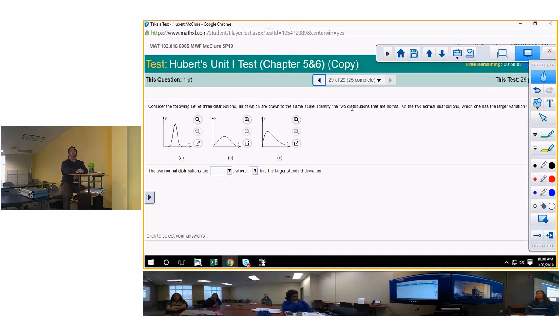What does this say? Identify the 2 distributions that are normal. Where are the 2 distributions that are normal? A and B. Which one has a larger spread? B. C. Remember, standard deviation means what? Spread. Yeah. So which one has a larger spread? B, because it's wider. Okay?